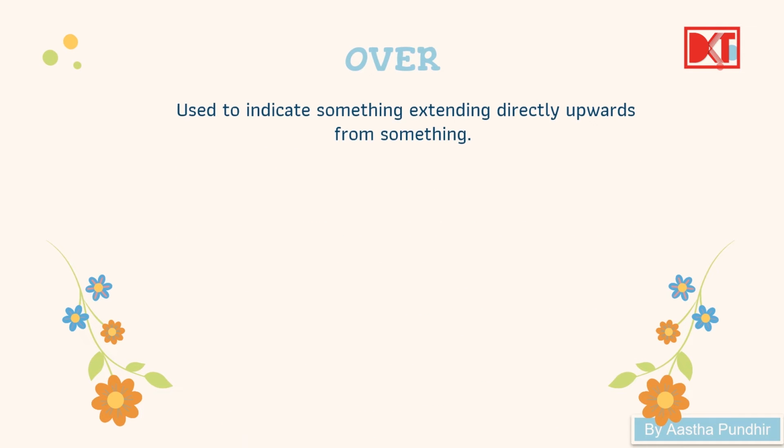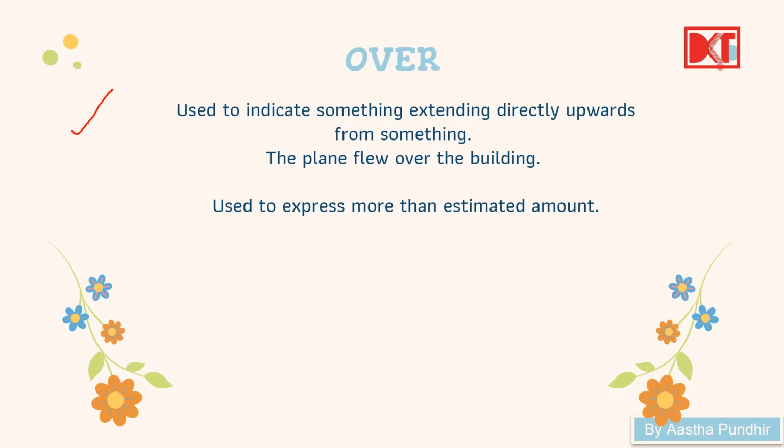Okay, next up we have "over". When is "over" used? Like to indicate something extending directly upwards from something, like in the sense, the plane flew over the building. So what is this sentence indicating? This plane is extending directly upwards from where? From the building. That's when we can use "over". Next, it is used to express more than the estimated amount, like here, the price is over my expectation. So what is more than the estimated amount? The price. And which preposition are we using for it? Over. The price is over my expectation.